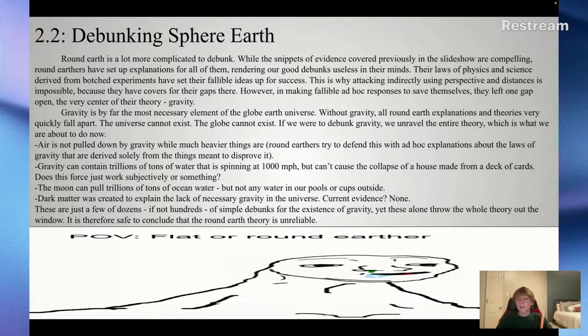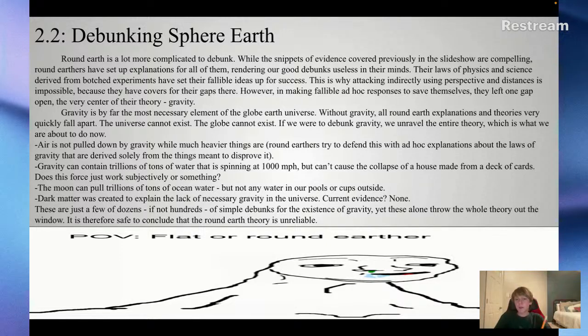Of course not. Gravity can contain trillions of tons of water on a spinning ball going at 1,000 miles per hour, but doesn't have enough force to collapse a house made of a deck of cards. Does this force just work subjectively or something? I think the force that would need to keep down trillions of tons of water would be more than enough to just crush a piece of paper, right? Or when I loosely hold this, shouldn't it be strong enough to overpower the force of two of my fingers loosely holding a pencil?